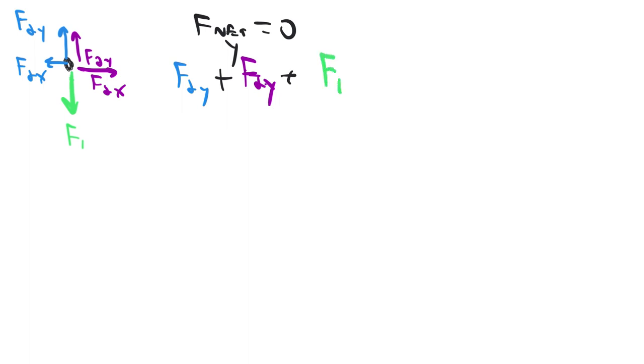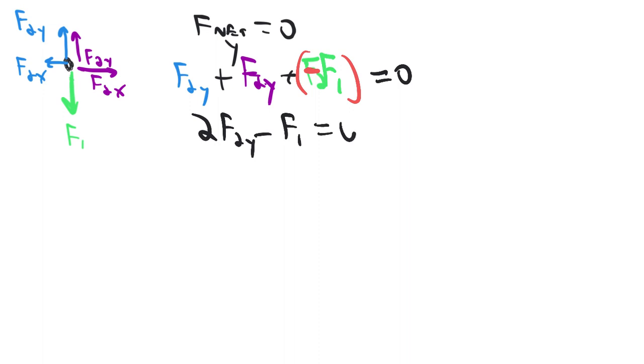Plus F1, but F1 points in the opposite direction, so it has to come in with a minus sign, so I'll put a minus there. And then together they have to equal 0 because the y component is 0, because there's no acceleration in the y direction. So when we put all of that together, we get 2F2y minus F1 is 0. Let's figure out what that's going to be.